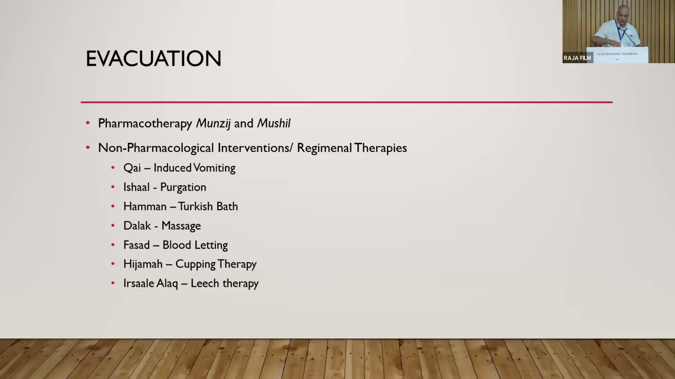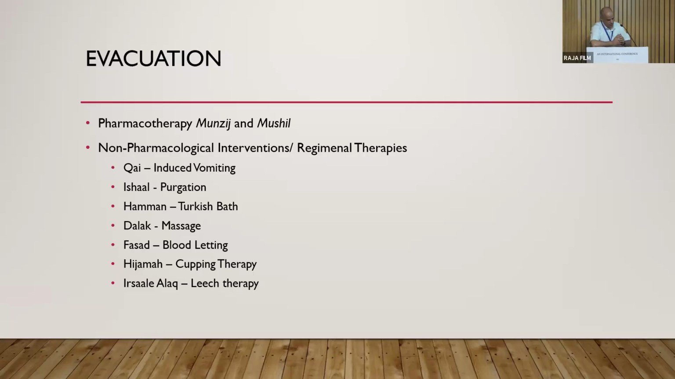One technique is by pharmacotherapy, by giving the herbs. That therapy is called Munzij and Musil. And another technique is non-pharmacological, which is called regimenal therapy, in which you will find Kai, that is induced vomiting, then Ishal, purgation, Hammam, Turkish bath.